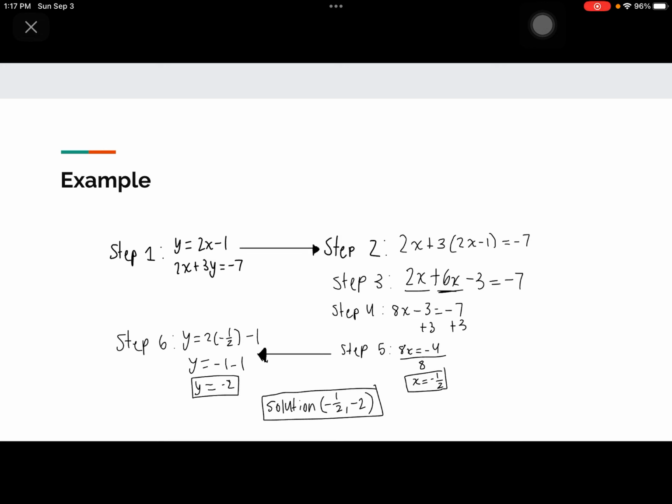And like we've been doing this whole video, we have to plug it back into one of the original equations. Here, I just plugged it into the first one because it's easier to understand. So y equals 2 times x, which is negative 1/2, minus 1. 2 times negative 1/2 is negative 1, minus 1. Negative 1 minus 1 is negative 2. Okay? So y equals negative 2. So the solution is negative 1/2, negative 2.